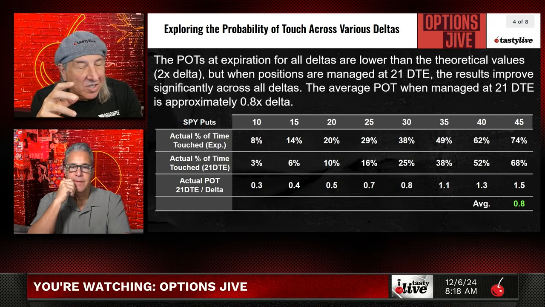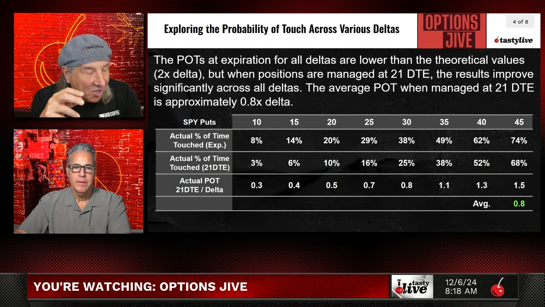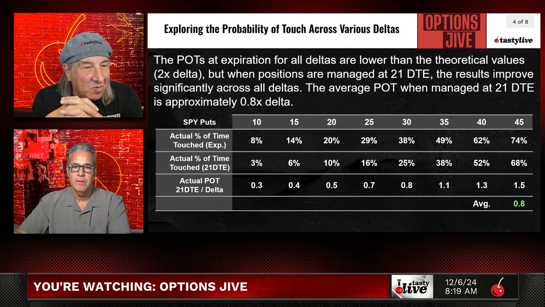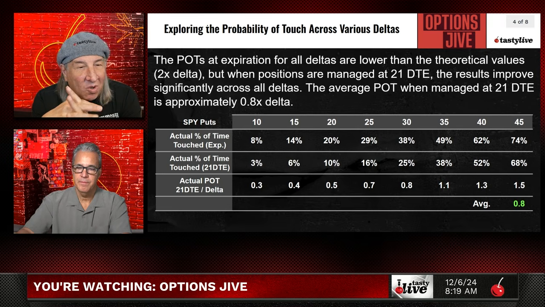Next slide, please, John. So when we start to break it down, the probability of touch at expiration for all the deltas is lower than the theoretical values, 2 times the delta. But when the positions are managed at 21 days, the results improve significantly across all deltas.